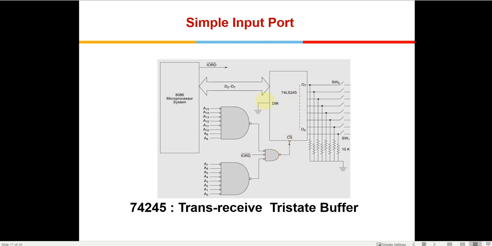Okay, so this is a direction pin which is grounded here, so that the data flows in this direction. This is how we can use a tri-state buffer, and then couple the input port to an 8086. So this is known as a port in this case, right? These address lines and this together will be known as a port.